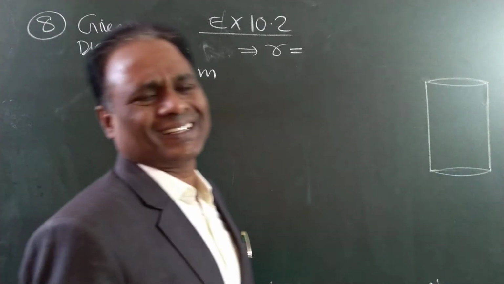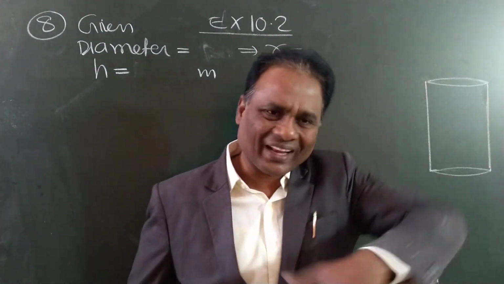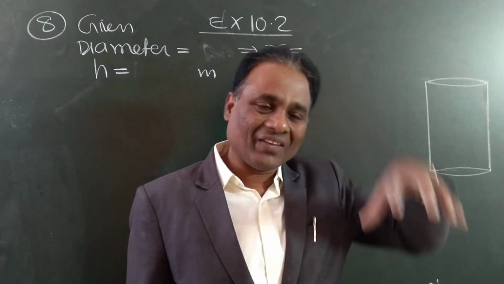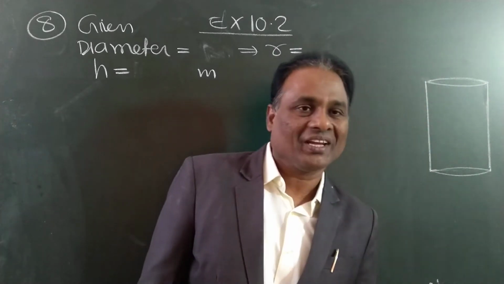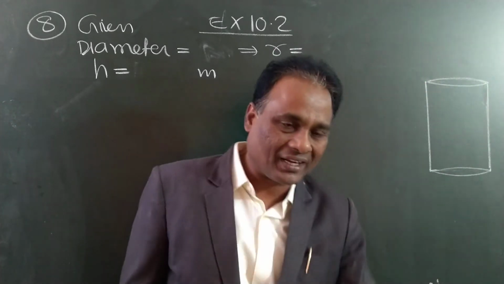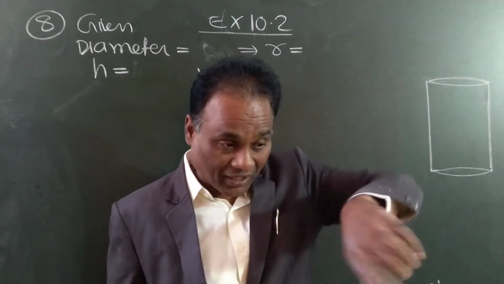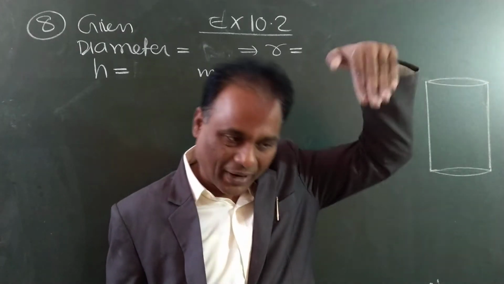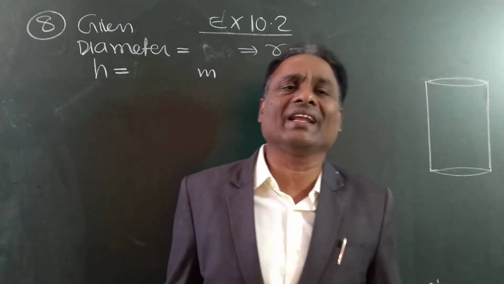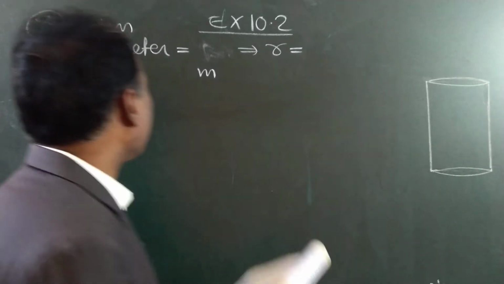See, a circular well is nothing but a cylindrical shape. Even if you take a bore, it will be a cylindrical shape only. It will be round in shape and it will have some depth. Naturally, it is a cylinder. So what are the given values?